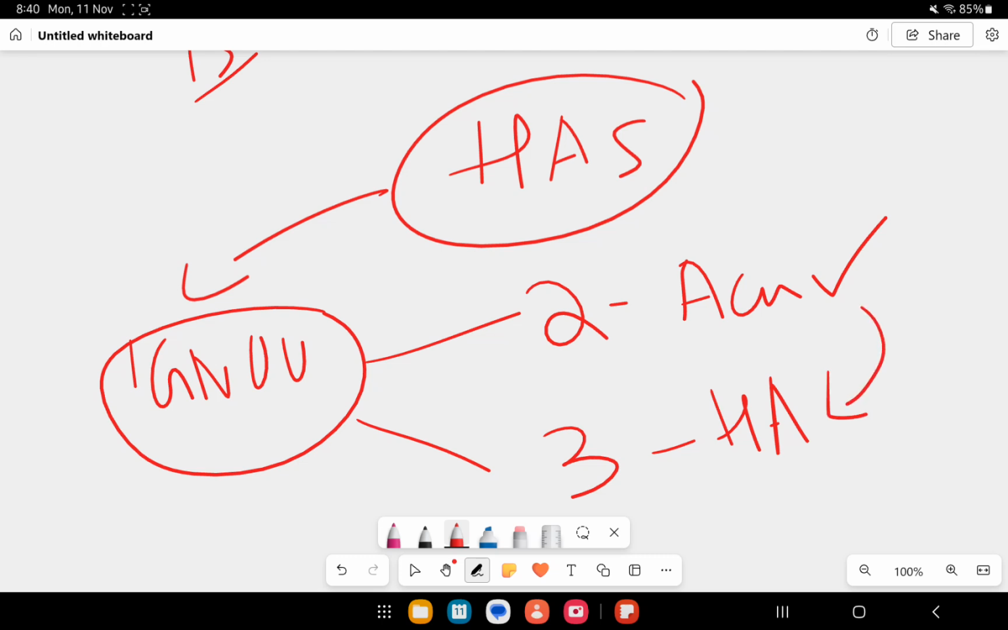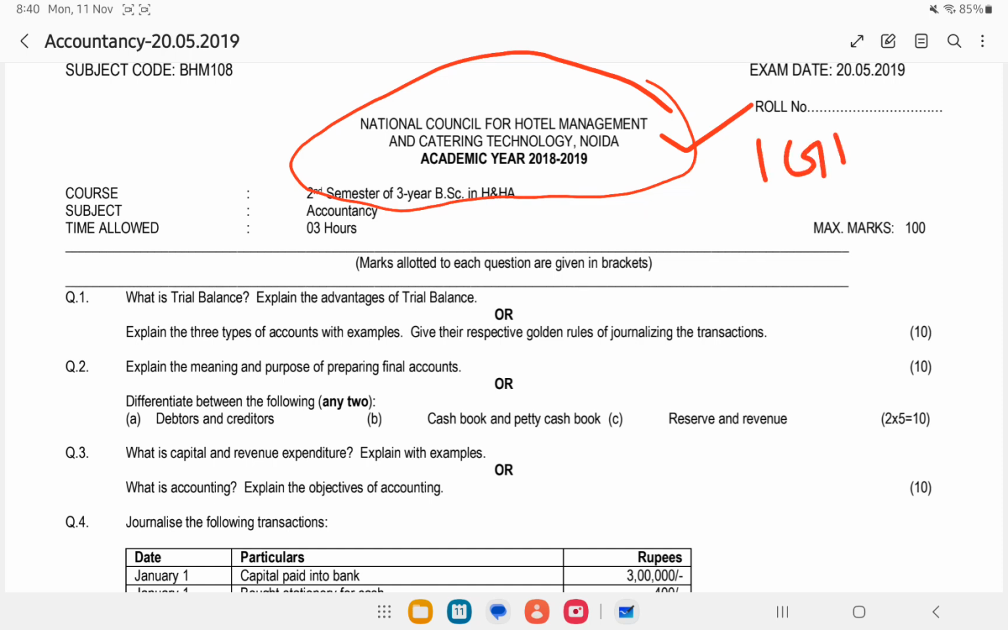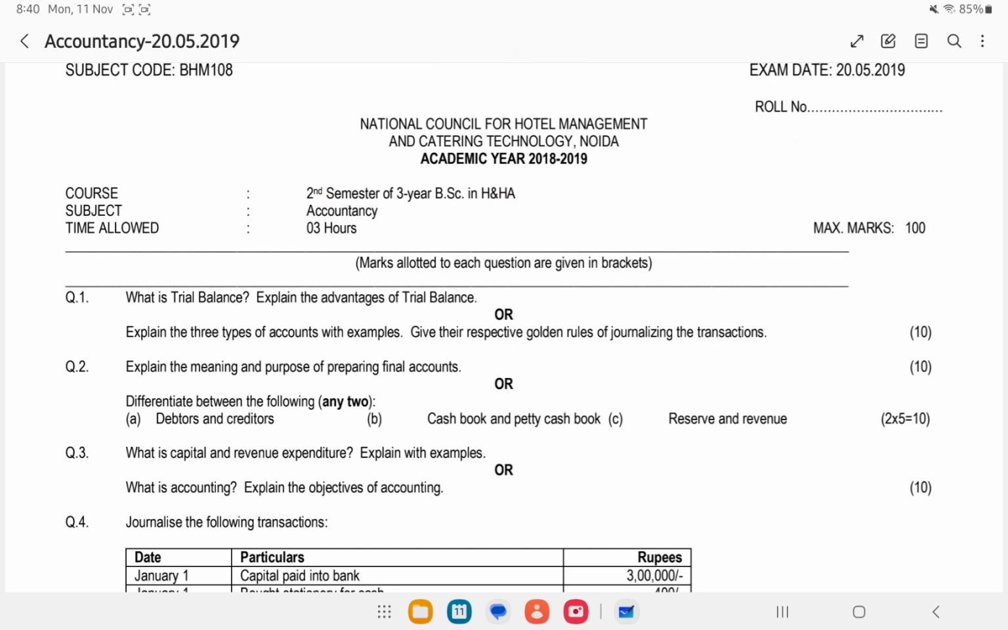Here we are going to see the previous year question paper. Now here's the one. Remember, I am repeating, it is prepared by the National Council for Hotel Management and Catering Technology, of course, but it was under IGNOU, so things would be different, but we are just going to see what would be their approach.